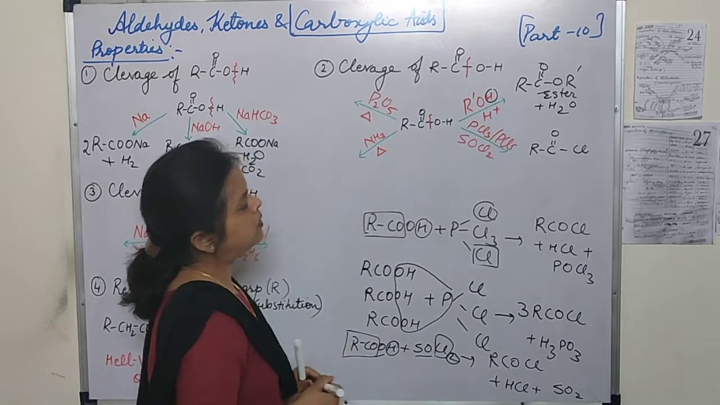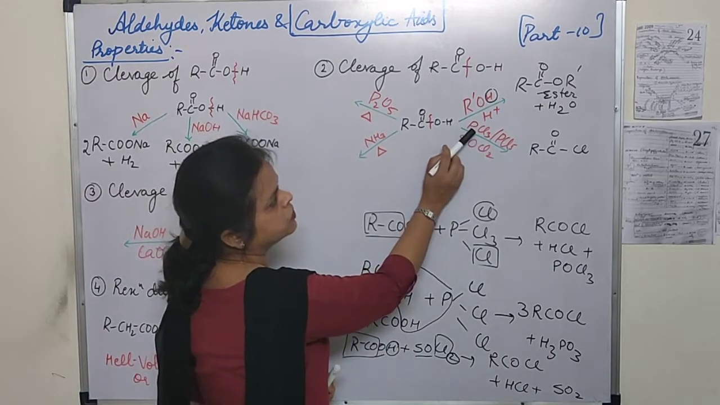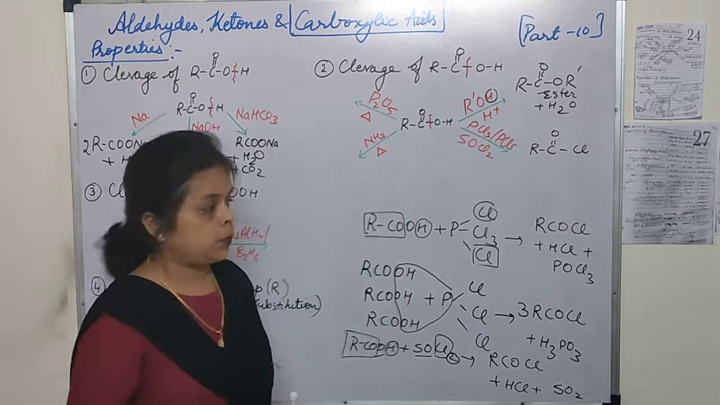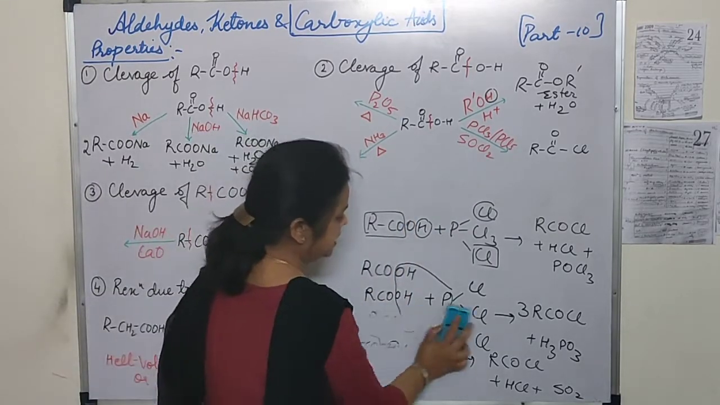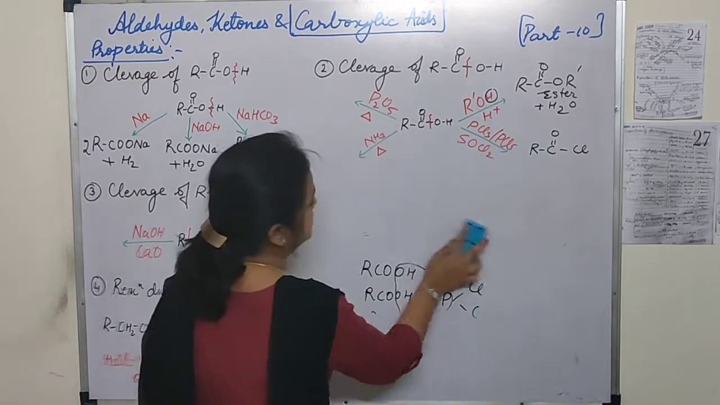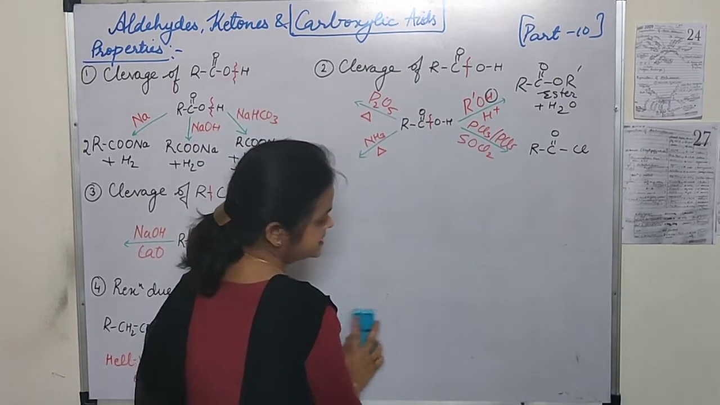So by all the 3, phosphorus trichloride, phosphorus pentachloride and thionyl chloride, we are making the acid halide. Okay. Now the next derivative, that is the acid amide.